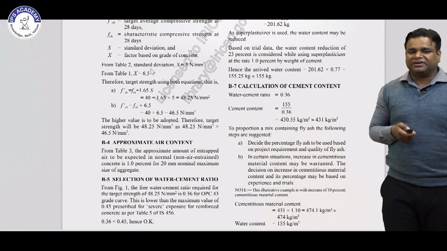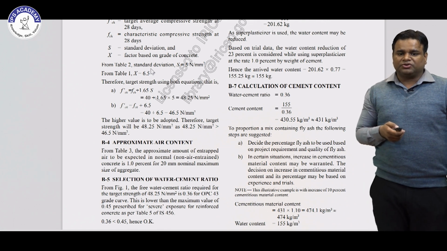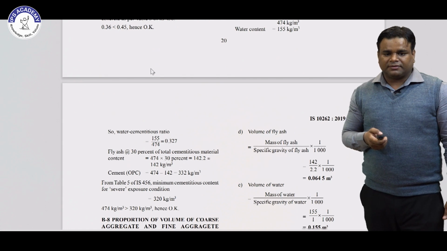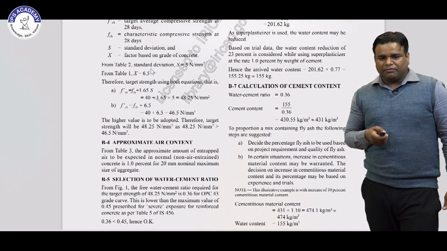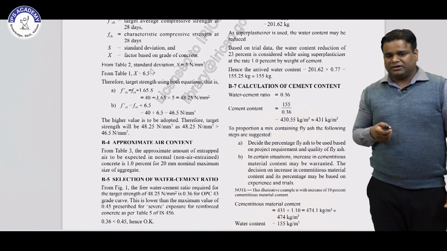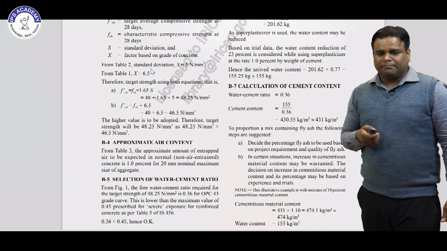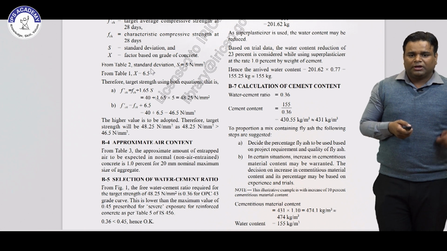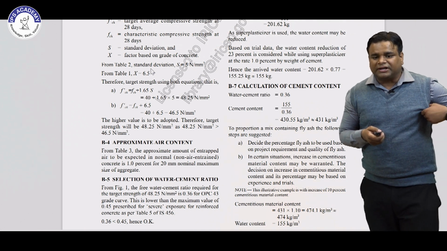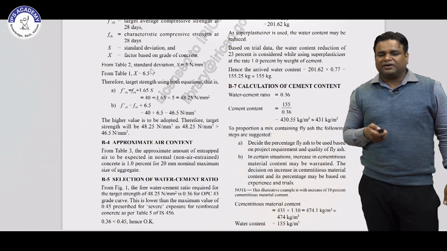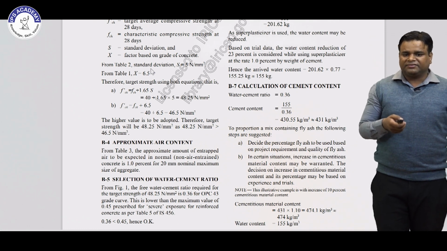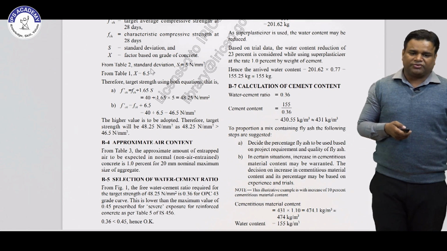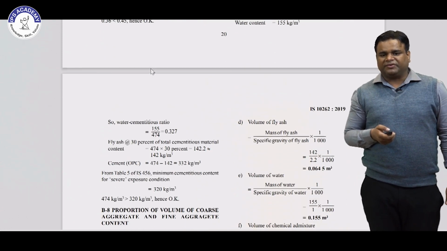To proportion a mix containing fly ash, these are some steps you have to use. First, decide the percentage of fly ash to be used based on the project requirement and the quality of fly ash. When we are using fly ash or other material, we have to increase the cementitious content by up to 10%. So our cement content is 431. When you increase it by 10%, it is 474.1 kg per meter cube, which is 474, and water content is 155.